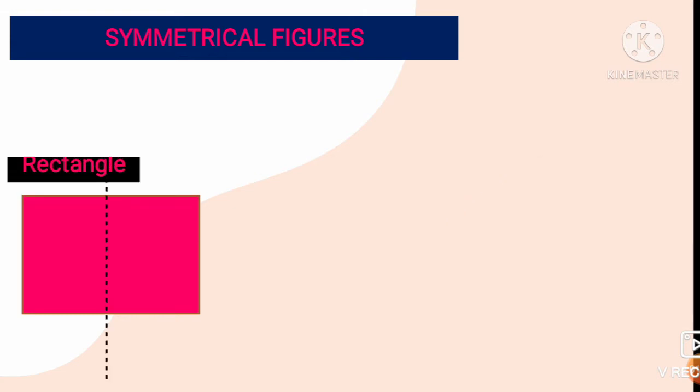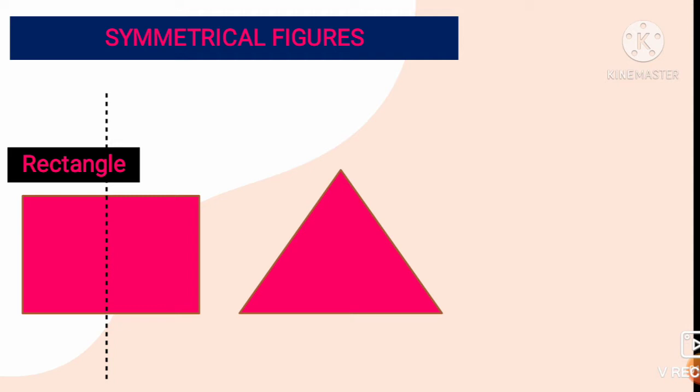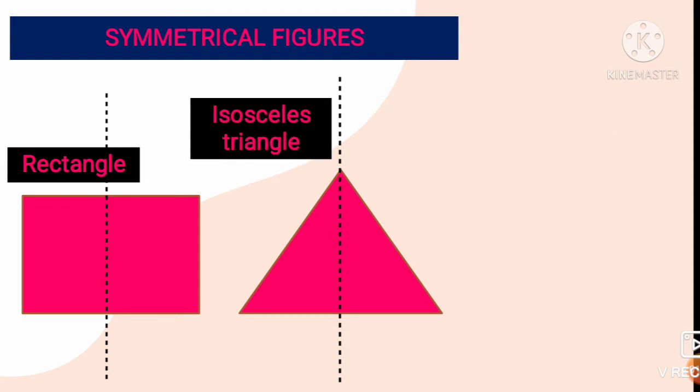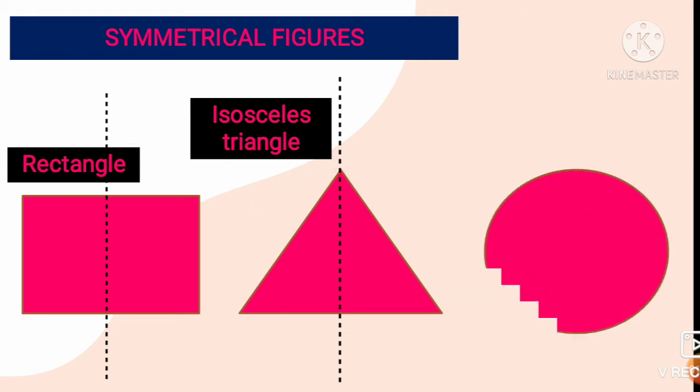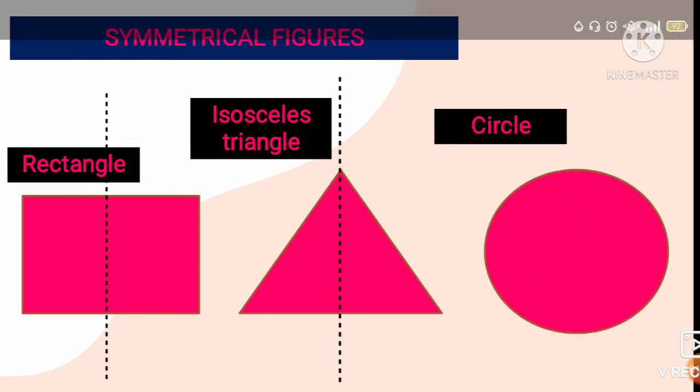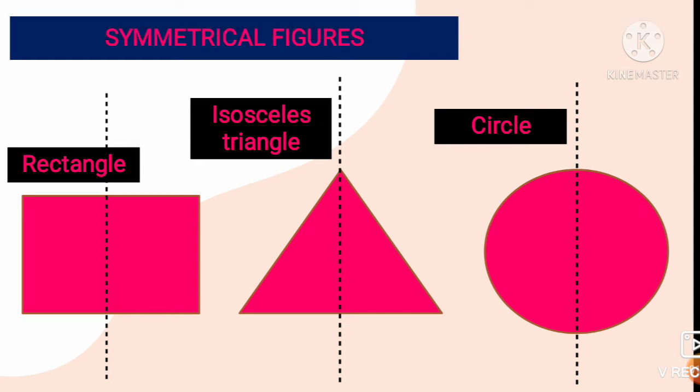Symmetrical figures. What is it? Yes, this is any figure where we put the line of symmetry in the middle and they can fit exactly. So rectangle is a symmetrical figure. What about triangle? The isosceles triangle is a perfect example of symmetrical figures because once you put the line of symmetry in the middle, it can fit exactly the same. What about circle? Definitely, if you put line of symmetry, it can divide into two parts exactly.